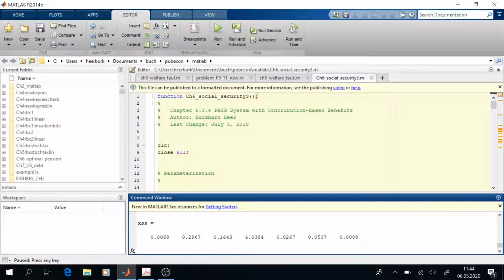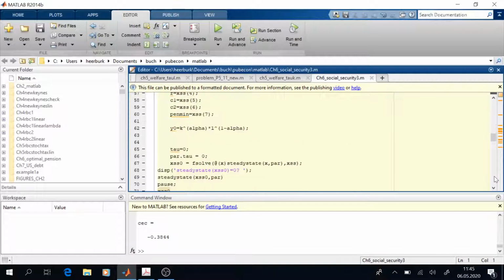If we abolish pensions, we get the solution of 0.0182. So the capital stock more than doubles if we abolish pensions. And in the final part, we compute the consumption equivalent change, which is a welfare loss of 38% if we introduce pensions. Remember, just steady state. We noticed in the previous video that, of course, in the transition, there might be winners and losers.